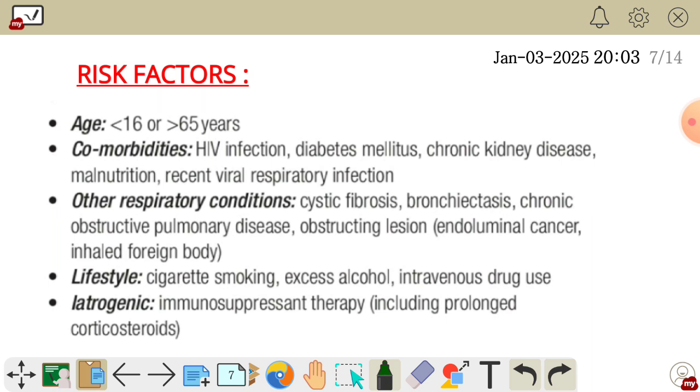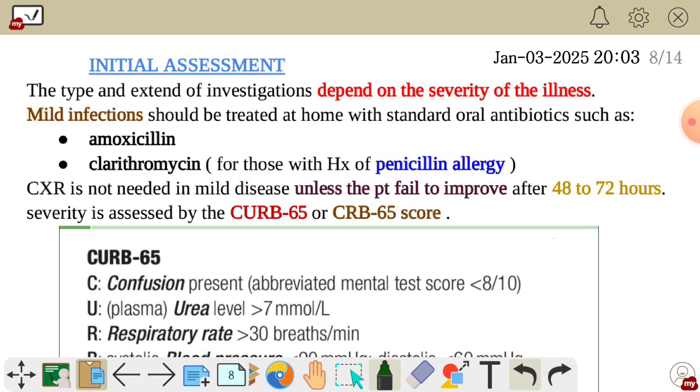Then lifestyle factors such as cigarette smoking, excessive alcohol, and intravenous drug use will also put one at risk of pneumonia. Then we have iatrogenic causes. So under this one we have immune suppressant therapy. So those who have an immune system which is depressed will be at risk of contracting pneumonia.